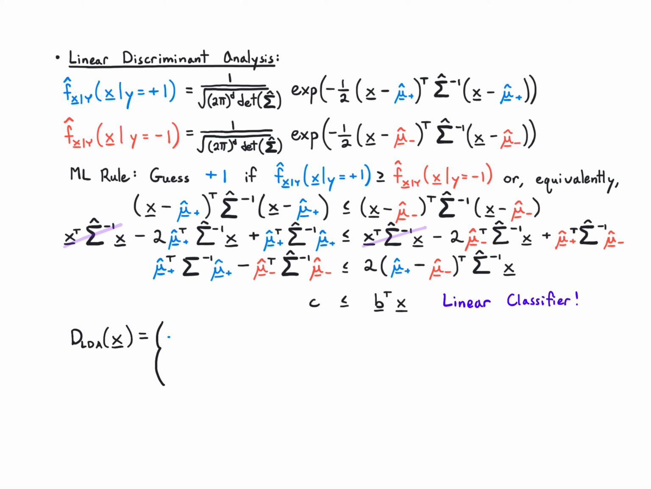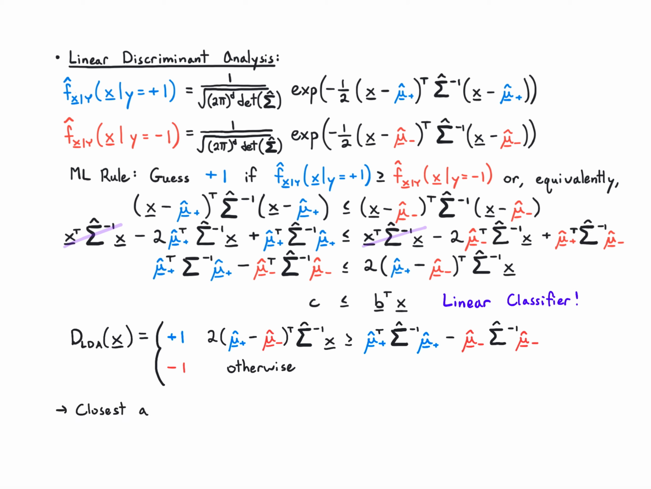And this is a linear classifier, so it's just a line. So this linear discriminant analysis says +1 if this vector times x is greater than this constant, which is derived from the positive and negative mean vectors times the inverse covariance matrix, right? So these are just a particular choice of linear classifier. I'm just deciding which side of a line I'm on. Okay, and it's -1 otherwise.